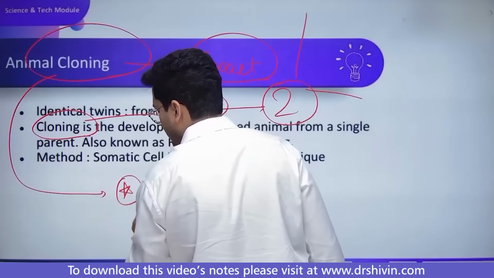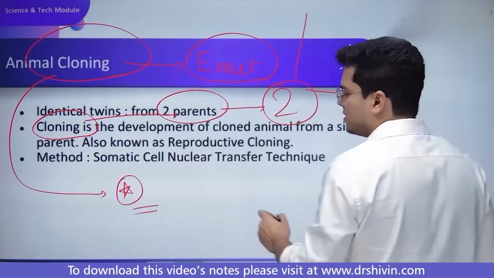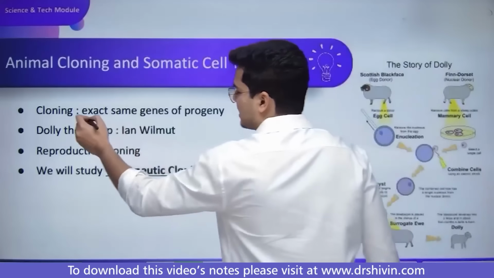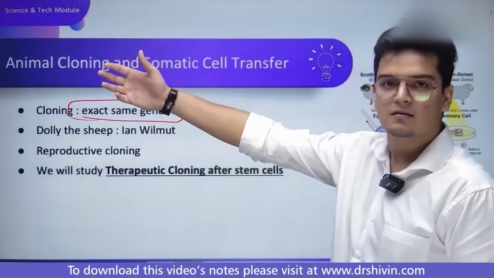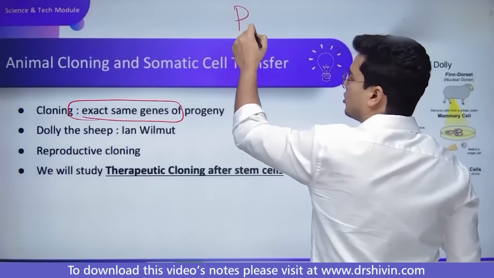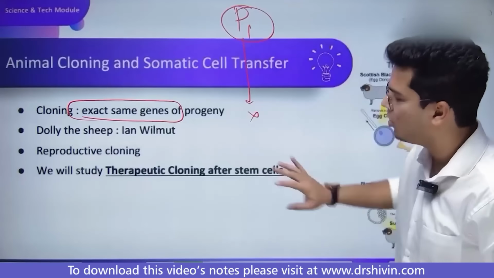Okay, how do we do it? We do something called somatic cell nuclear transfer technique. Let's see that. Cloning is exact same genes. To have exact same genes as your parent. Exactly the same. One parent, not two. One parent उसका copy, या one person उसका copy, exact copy.